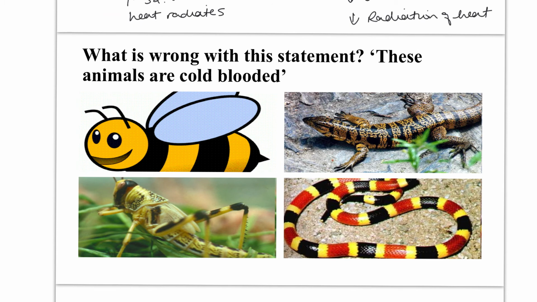So let's have a look at these guys. It might be common practice for people to say that these are cold-blooded animals. They're not cold-blooded. Their blood is not cold. Their blood is just the same temperature as the external environment. So if the external environment is cold, they're cold. If the external environment is hot, they're hot.